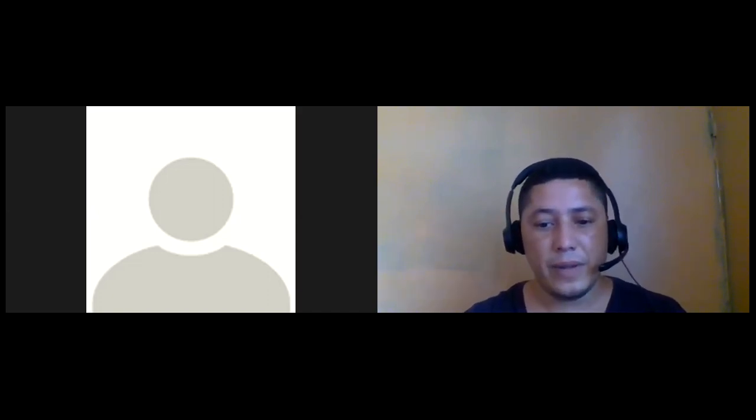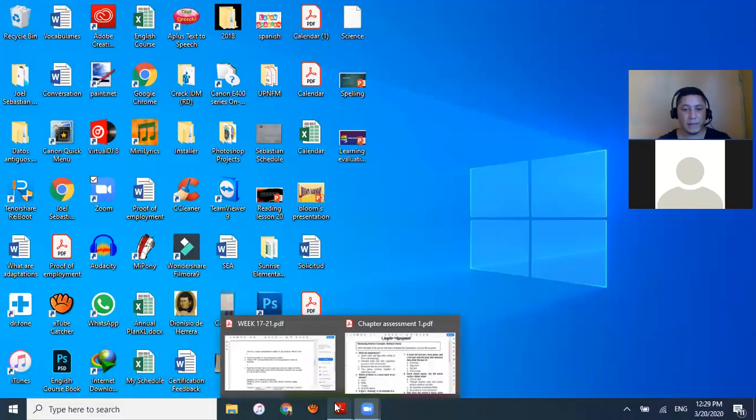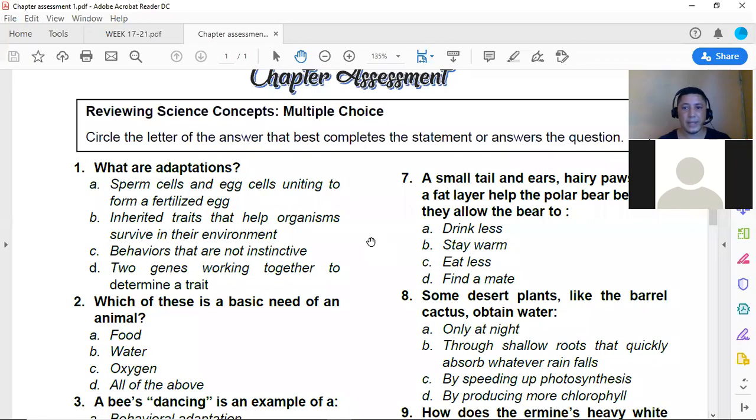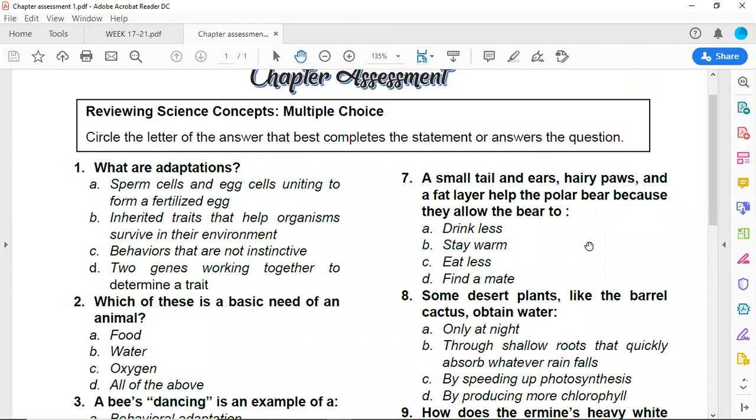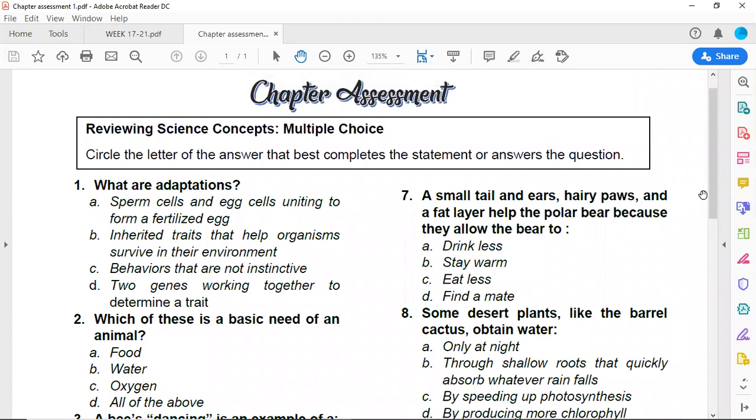Okay. So first of all, I am going to share my screen. Let me see over here. I have the document over here. This is the chapter assessment, right? Let me minimize this. All right. So the chapter assessment, the instructions say review and science concepts, multiple choice, and circle the letter of the answer that best completes the statement or answers the question. We are going to choose the best answer.